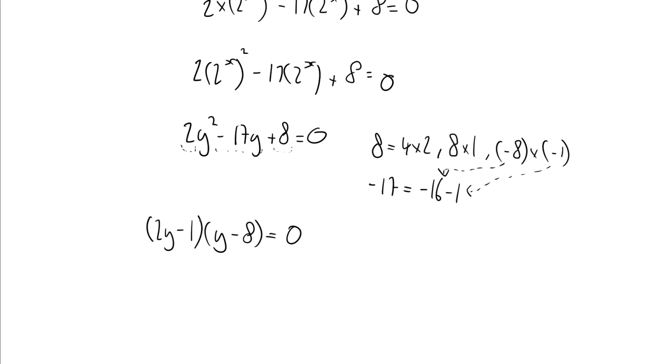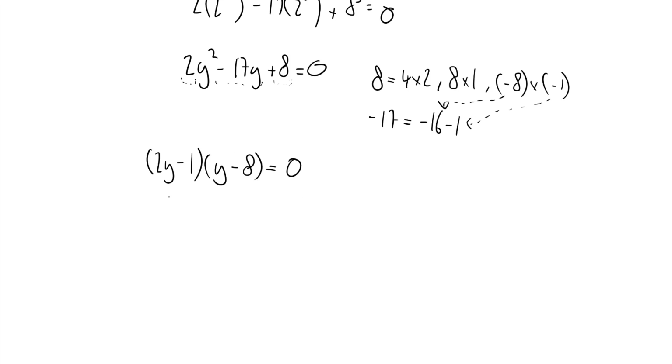So if we multiply out this brackets here, we can check if we factorize it correctly. So 2y squared minus 16y minus y plus 8 is equal to 0. And minus 16y minus y is minus 17y. And that is our original equation up here.